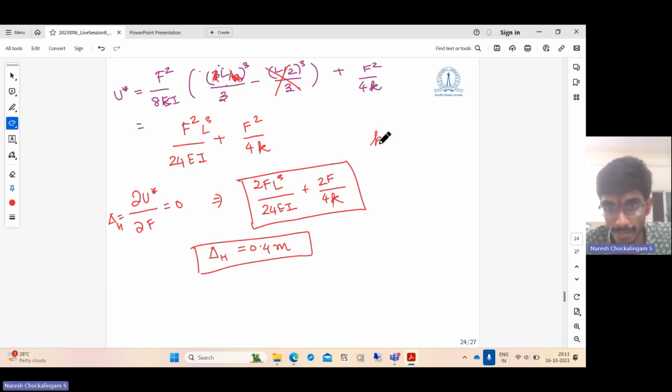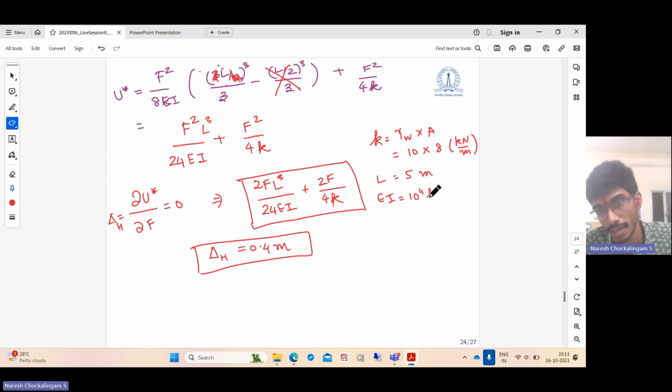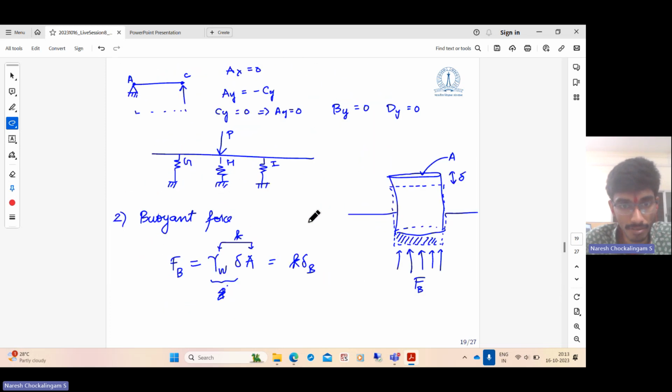So substitute k is equal to gamma w into a, where gamma w is 10 and a is 8 meters square. Substitute L is equal to 5 meters. So this is in the units of kilonewton per meter. L is 5 meters. EI is 10 power 4 kilonewton plus 5. Substitute all this, we get delta H is equal to 0.4 meters.